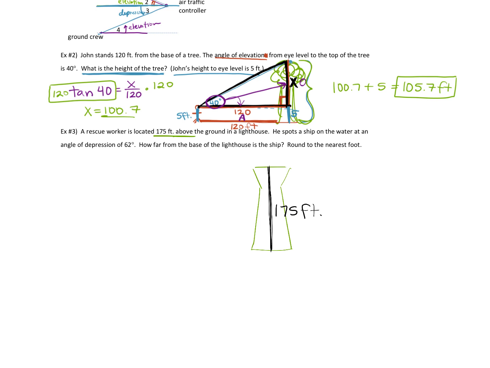Okay, a rescue worker is 175 feet above the ground in a lighthouse. It says he spots a ship on the water. So we're in the water here. Okay, he sees a ship. Well, the ship is in the water. This isn't real nice. My ship is just going to be a sailboat, because that's as good as it gets for me.